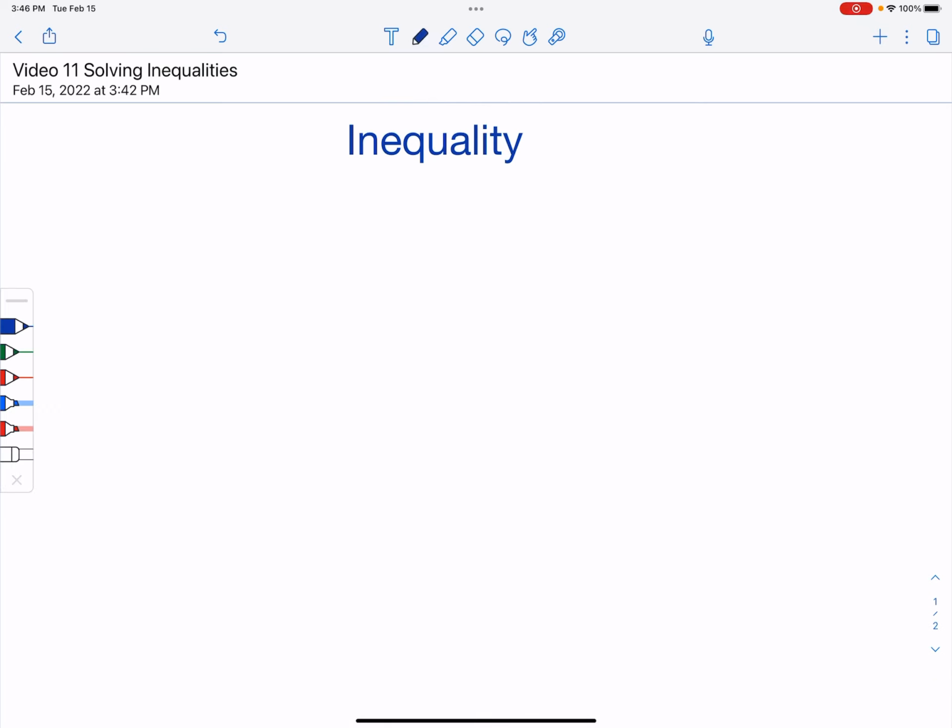An inequality is any expression that shows that two quantities are not the same. If I have quantity A and quantity B, then if it's an equality, A is equal to B. That's the equal to sign, which says that what's on the left hand side of the equal to sign is equal to the right hand side. Now, if it's an inequality, then either A is greater than B or A is less than B.